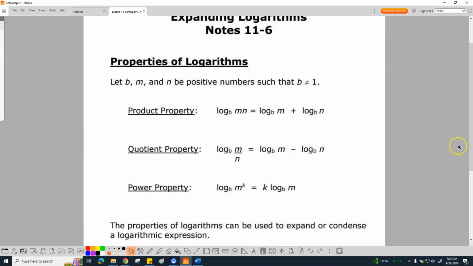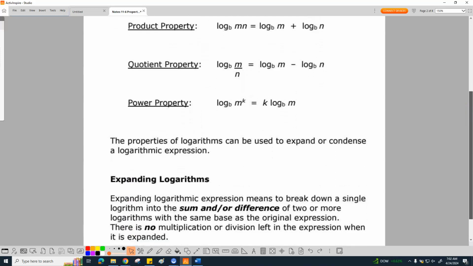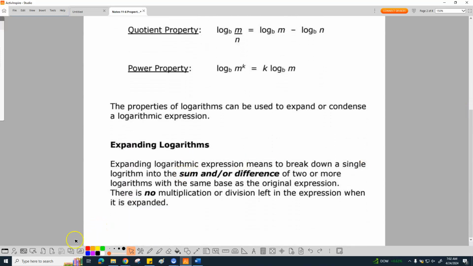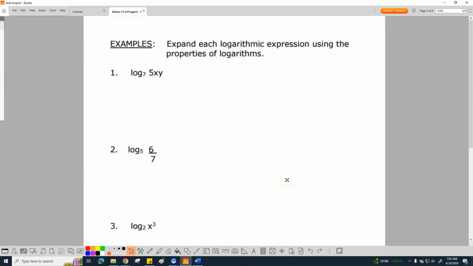But in order to explain it, I think it's much better to show it. You will get a list of these properties for logarithms at some point, but for now, I recommend creating your own list. So with that said, I'm going to go ahead and just get into the examples. That way y'all can see them if you need this help again. Okay, so expand each logarithm.